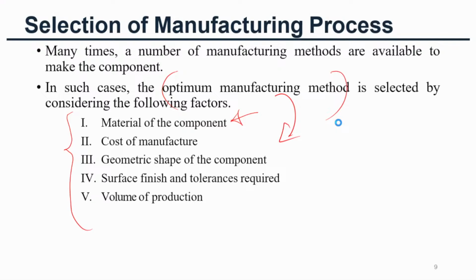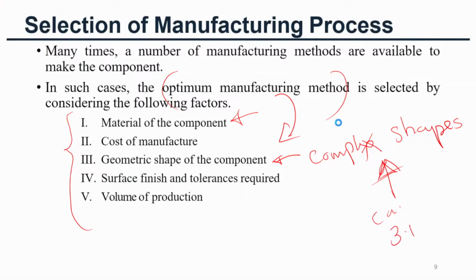So third one, geometric shape of the component. So geometric shape means sometimes our product shape may be complex. Okay. So if you're going to produce a complex shape, then you can choose some casting methods. Okay. So according to the requirement, you can use a special method. Okay. Casting, or you can use 3D printing method. Okay.